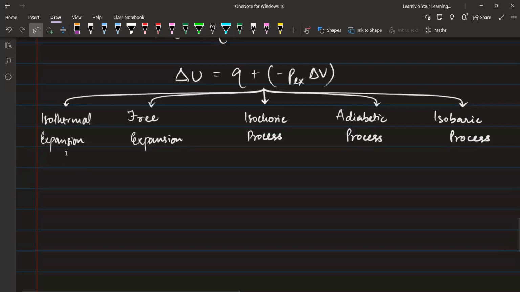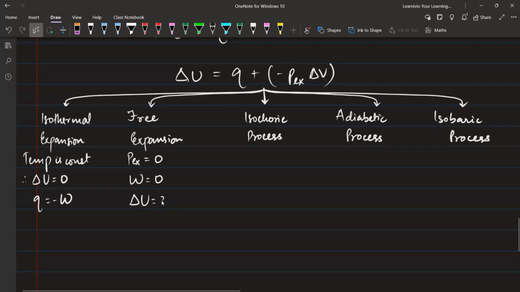When isothermal expansion takes place, in that case temperature is constant, therefore delta U is equal to 0, and Q is equal to minus of work done. In free expansion, the P external is equal to 0, therefore work done is equal to 0, and delta U in that case will only be equal to whatever heat you are supplying to the system.